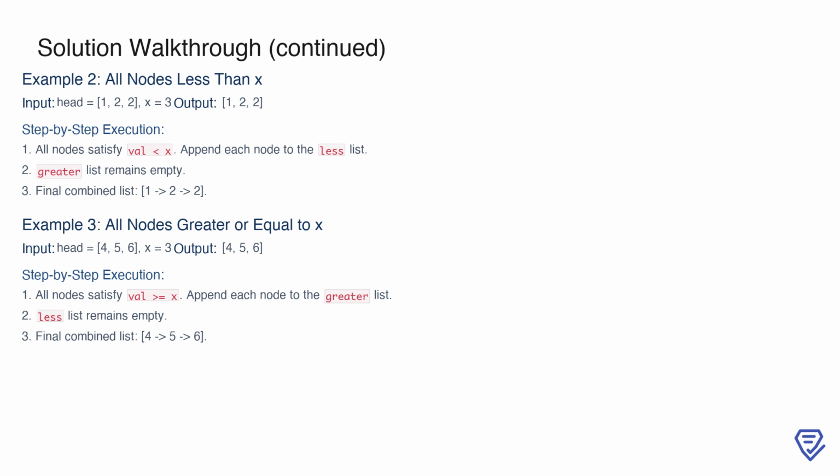In the second example, all nodes in the input list have values greater than or equal to x. For the input 4, 5, 6, with x equals 3, every node satisfies val >= x. All nodes are appended to the greater list, while the less list remains empty. The final combined list remains 4-5-6. These examples demonstrate how the algorithm correctly handles cases where all nodes fall entirely into one of the two partitions.